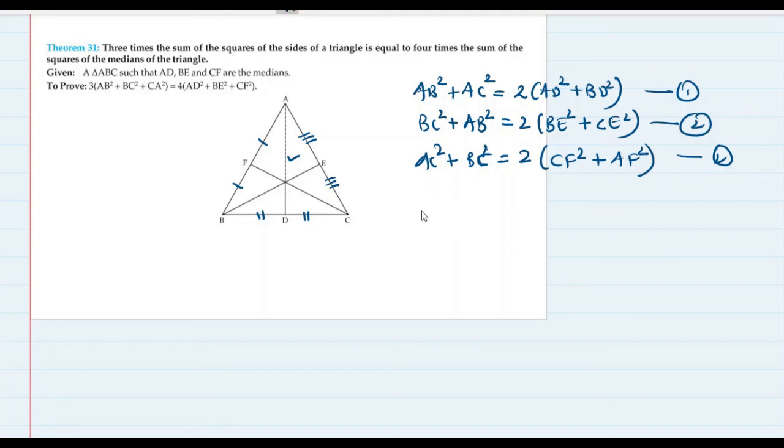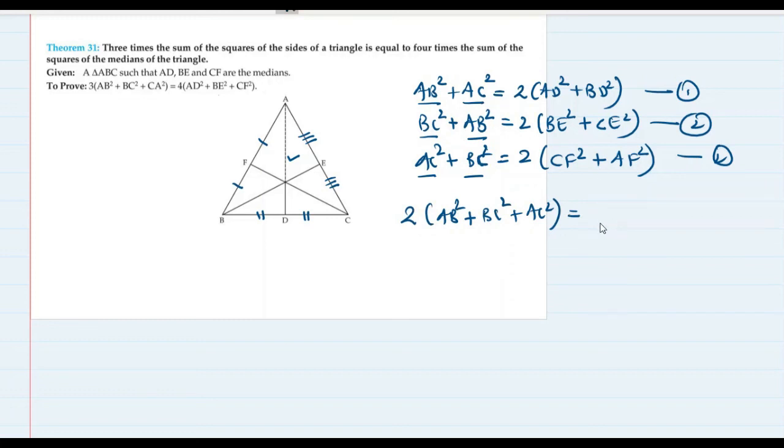Now we'll add all the equations. So here AB square plus AC square plus BC square plus AB square plus AC square plus BC square all will get added. But if you see, we have 2 times AB square. So it will be 2 bracket AB square plus BC square plus AC square.